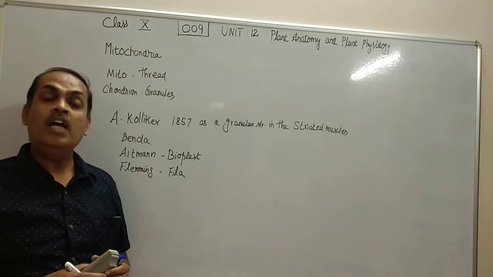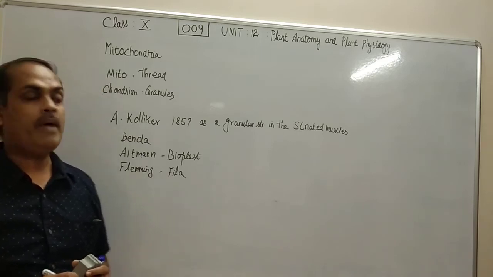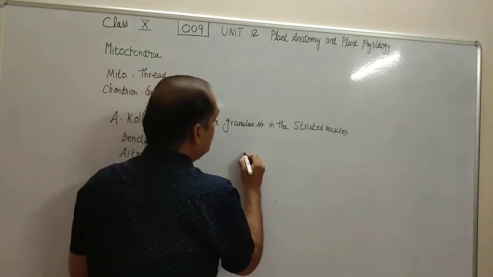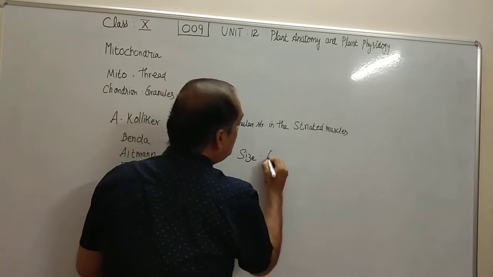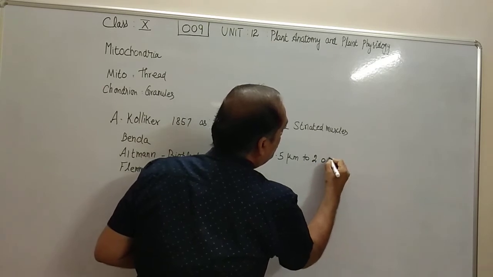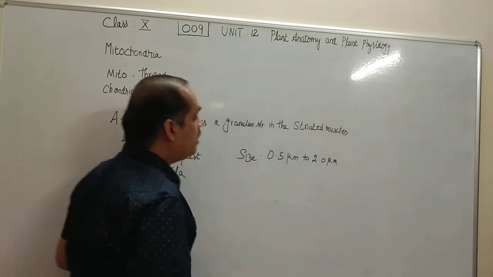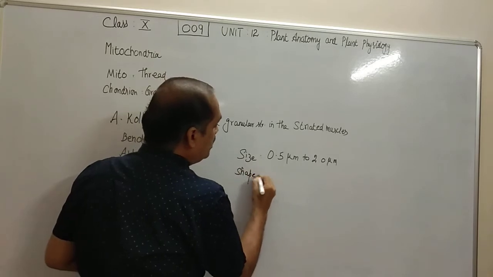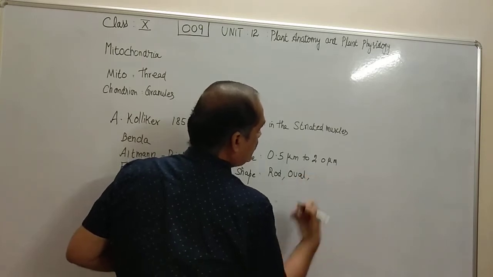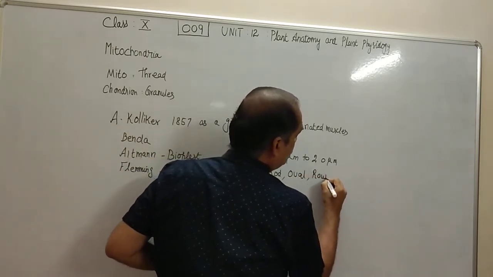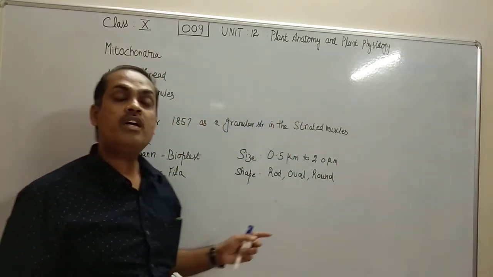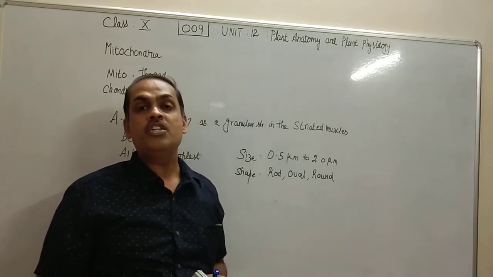Let us see the size and the shape of the mitochondria. The size of the mitochondria varies from 0.5 micrometer to 2 micrometer in width. Normally the shape of the mitochondria is rod shaped, oval or round in shape. Sometimes it is sausage shaped. The most common shape of mitochondria is either oval or round.